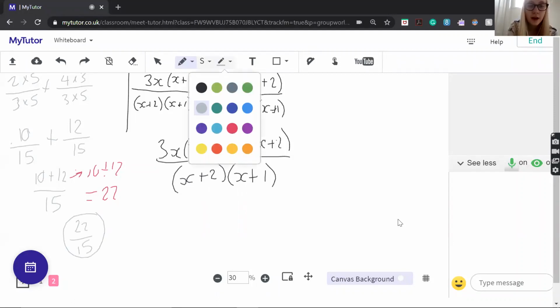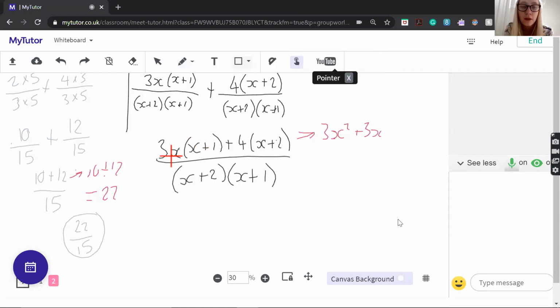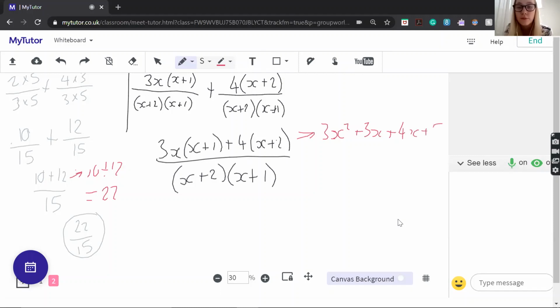Exactly the same over here. I'm going to take away my numerator, and I'm going to work out how to simplify it. Well, I can simplify it by expanding out each section. So 3x lots of x plus 1 is 3x squared plus 3x. Hopefully you can see how I got that. That's just expanding out this bracket. 3x squared plus 3x. And then this second bit here, 4 lots of x plus 2, that's going to be 4x plus 8. Hopefully you can see how I got that one there.